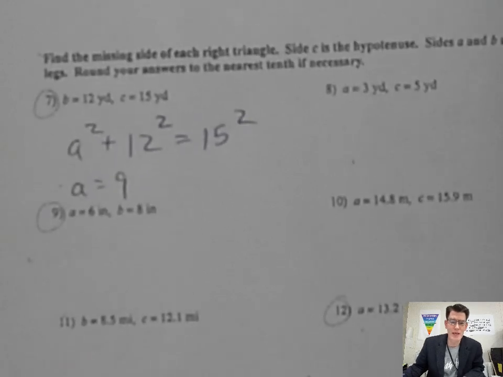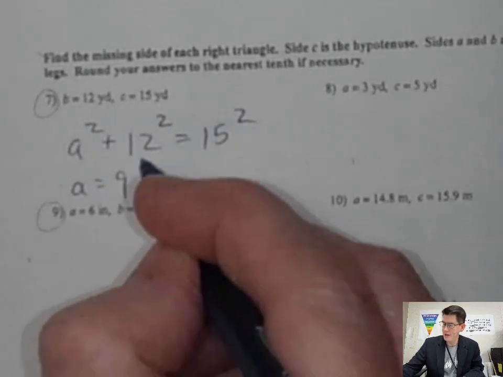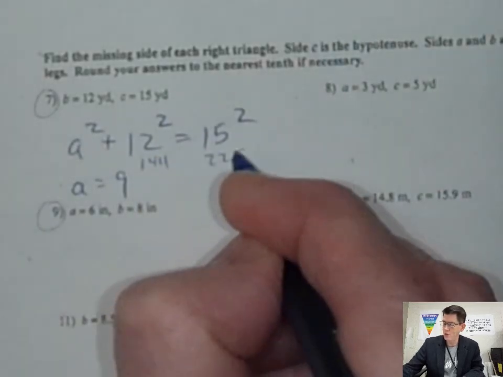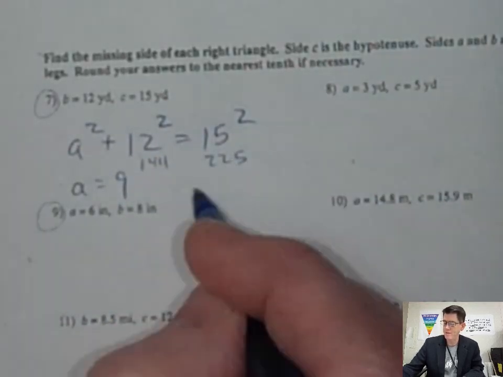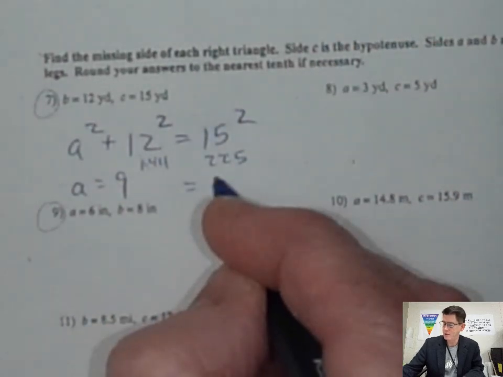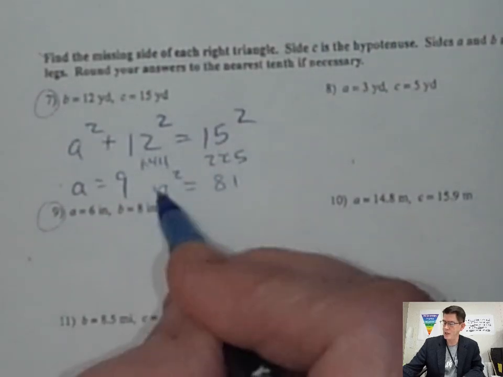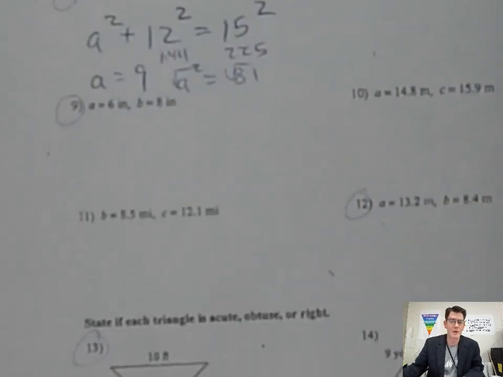I'm thinking about this. Yeah, that's a 3, 4, 5 triangle too. If you do the math, you get 144 and 225. You subtract off the 144 from the 225, and from that you'll get 81. So a squared is 81, and take the square root. Just flying through the way to do it.